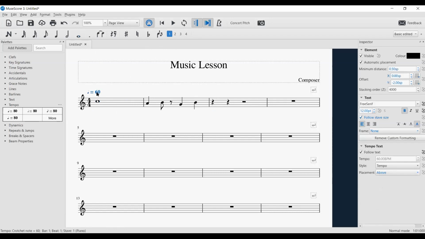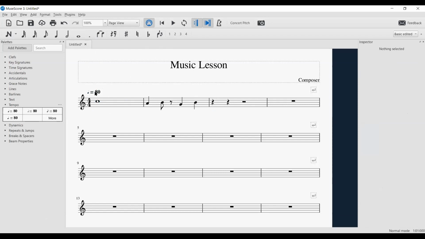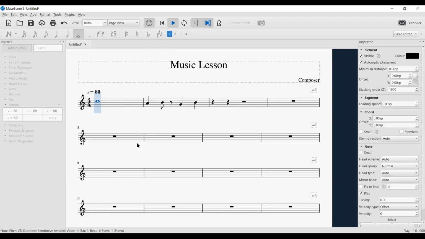I think it's too slow. Let's just leave it at 80. This is the tempo, basically how fast or how slow you are singing, and things like that. So we will look at all this later.